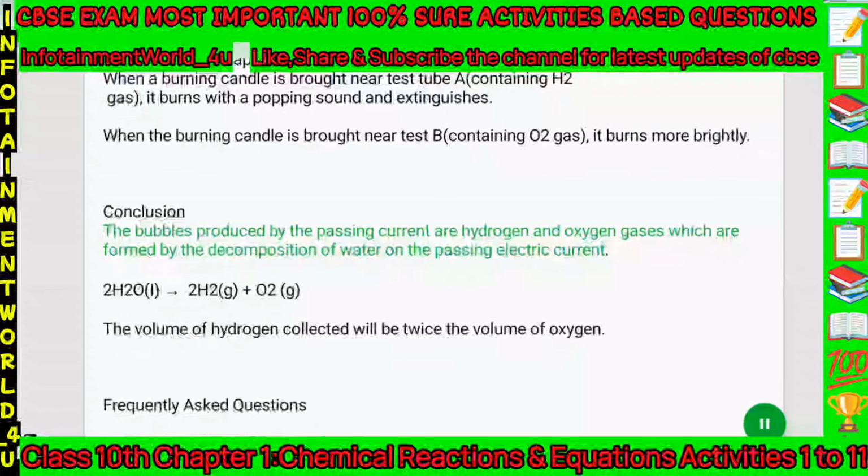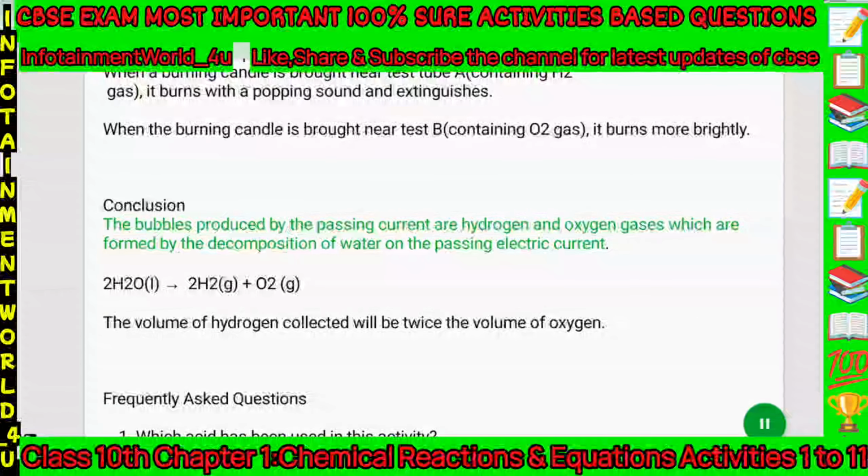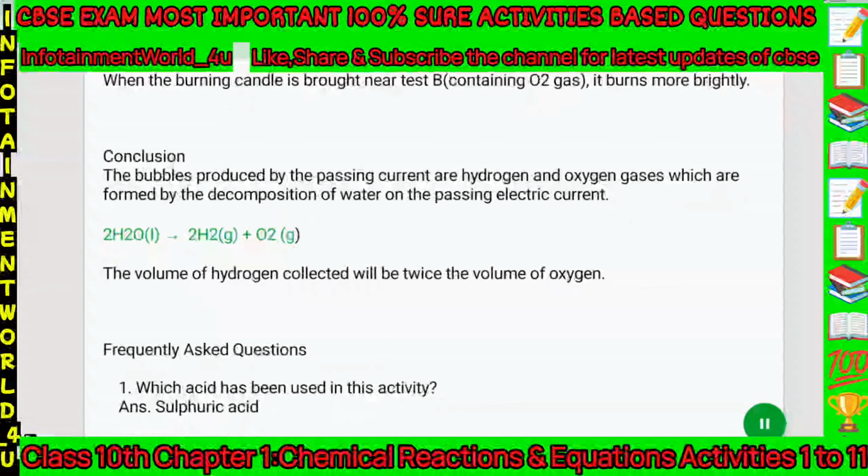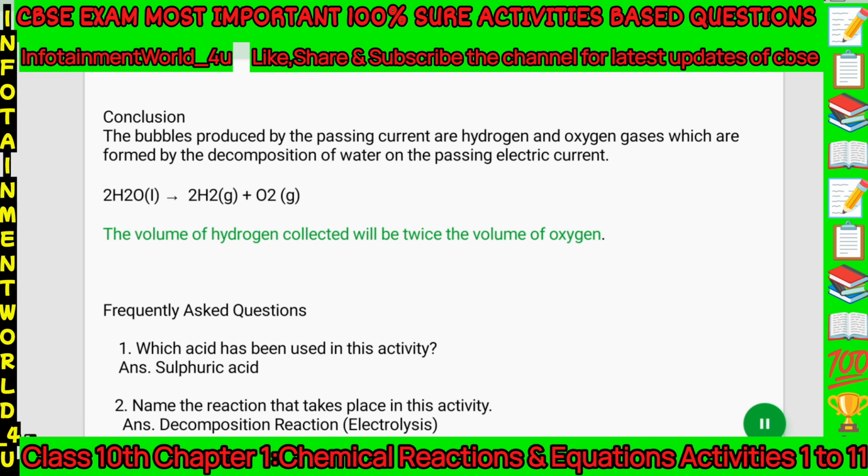Conclusion: The bubbles produced by the passing current are hydrogen and oxygen gases, which are formed by the decomposition of water on passing electric current. 2H2O(l) → 2H2(g) + O2(g). The volume of hydrogen collected will be twice the volume of oxygen.